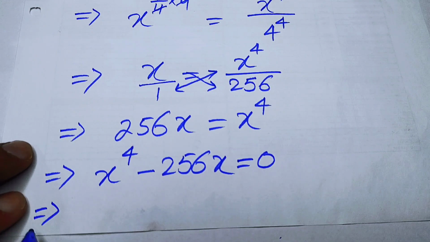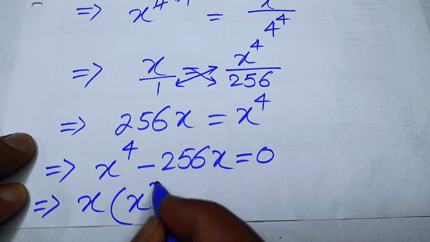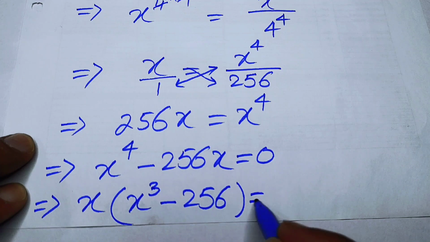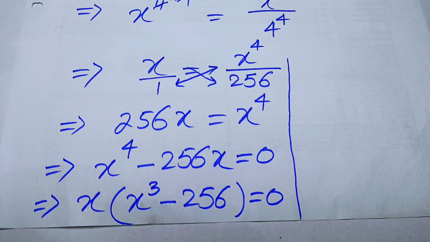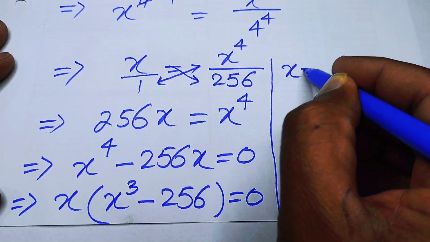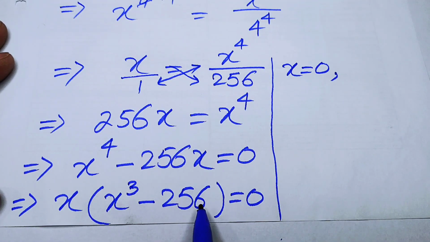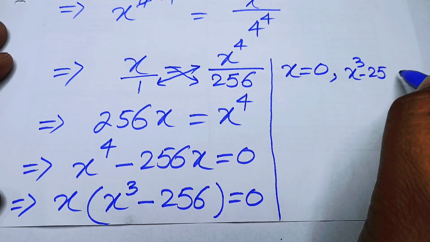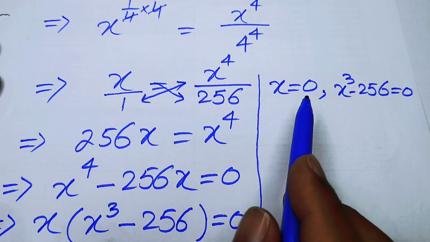Now we can take common x from both of the terms, and we will get x times x to the power of 3 minus 256 is equal to 0. And after that we have two cases. The first case is x is equal to 0, and the second case is x cube minus 256 is equal to 0. So here we have these two cases.